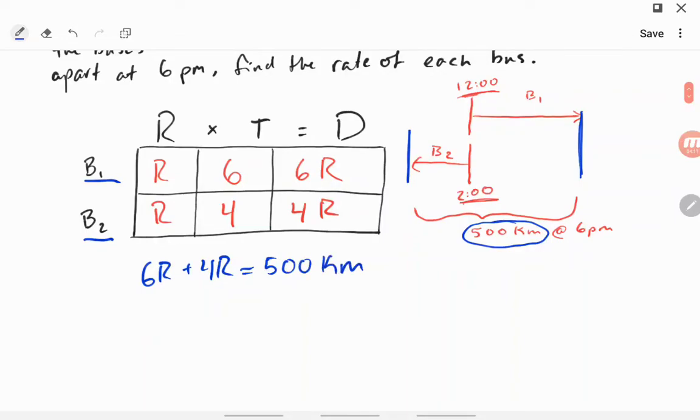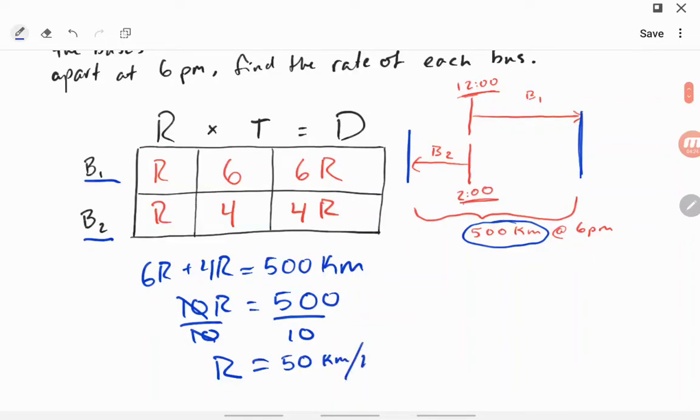With this setup, we get to solve for R. We divide both sides by 10 after combining like terms, and we get the rate of both buses is 50 kilometers per hour.